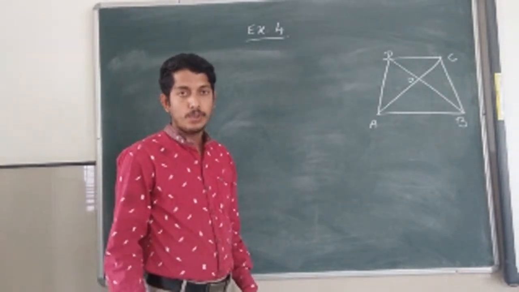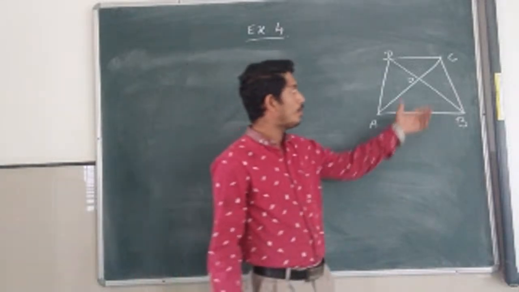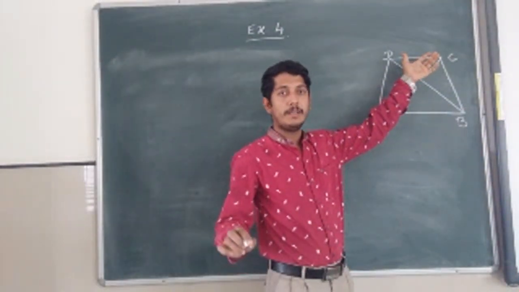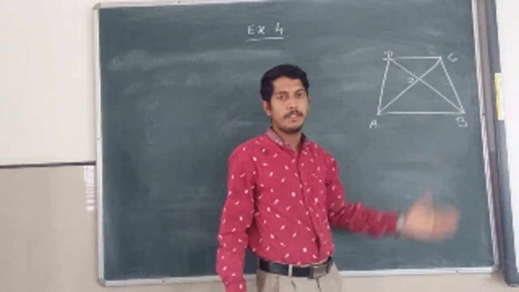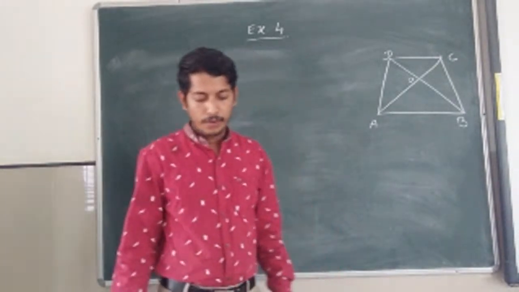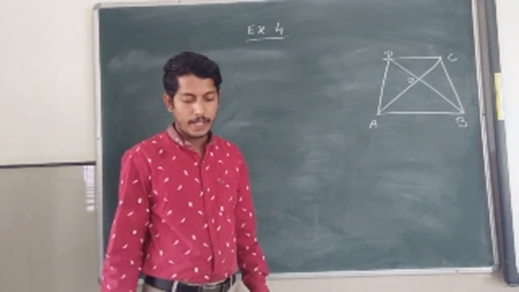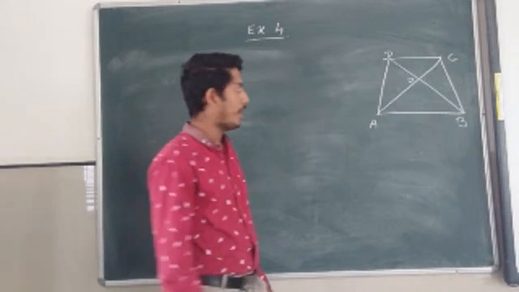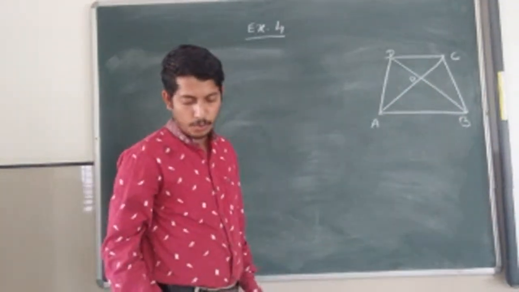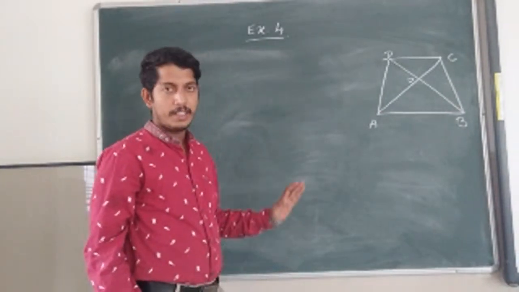If AB is 2 times CD, that means the length is 2 times. Then we have to find the ratio of the areas of the triangles AOB and COD. Okay, this is the trapezium.